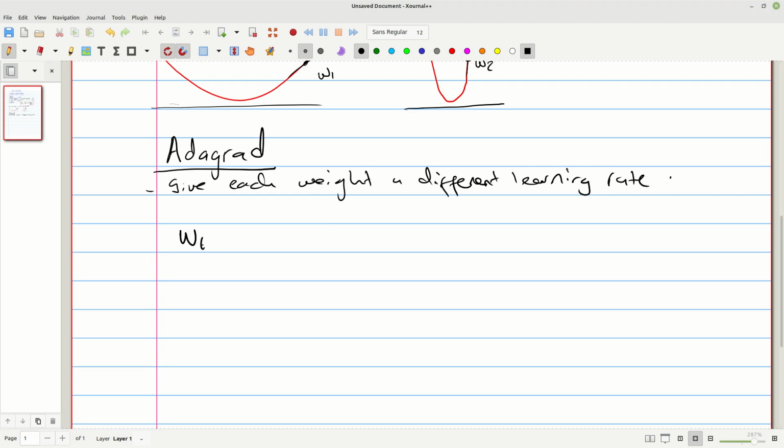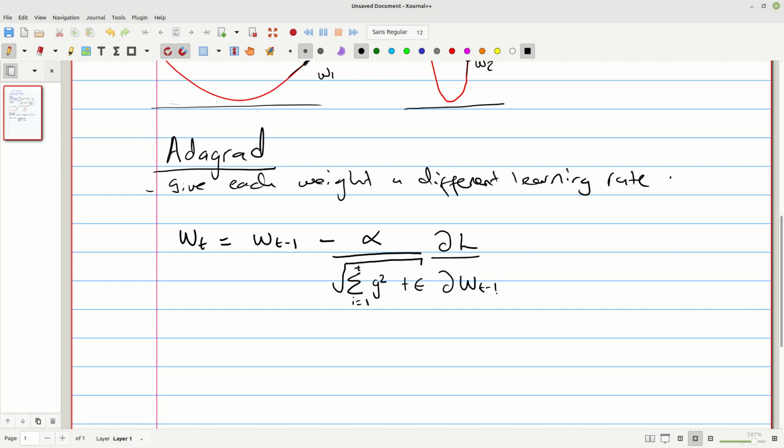Let's say we have the given WT. We say it's equal to WT minus 1 minus alpha, our learning rate, divided by the square root of the summation from i equals 1 until t of G squared, plus a small epsilon, don't worry, I'll explain all of this in a moment, times the derivative with respect to WT minus 1. Where this is Gi, and Gi is equal to dL over dWT minus 1. So this is essentially the update for Adagrad.